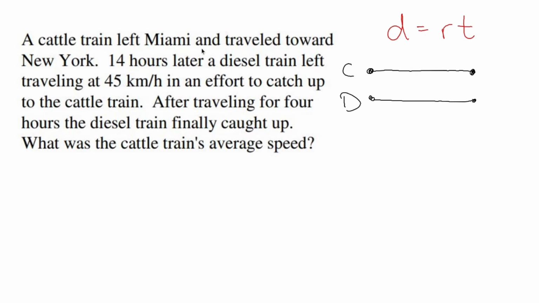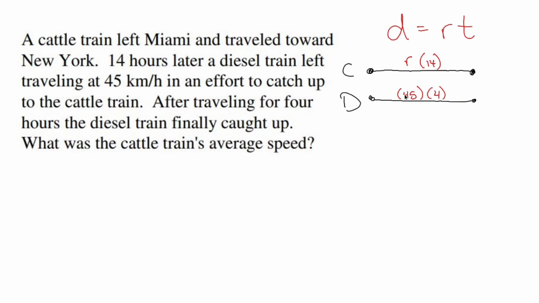A cattle train left Miami and traveled towards New York. 14 hours later, a diesel train left traveling 45 miles an hour in an effort to catch up. After traveling for 4 hours, the diesel train finally caught up. So this is what we know. We know that the diesel train, its R is 45, so I'm going to replace R with 45. Its T is 4 for 4 hours. The cattle train, we don't know, and that's what we need to try to find. So we'll call you R, but what we do know is that it took 14 hours of traveling.